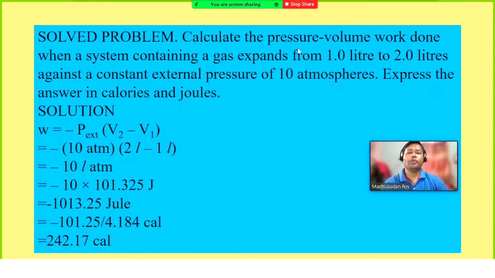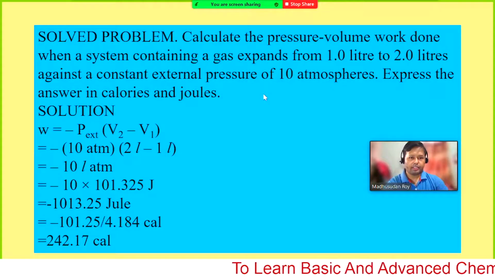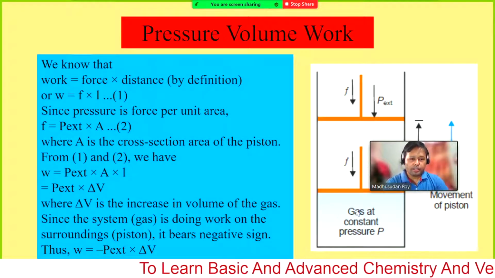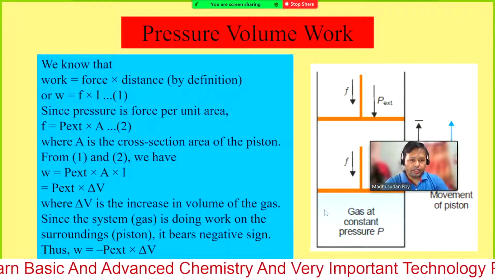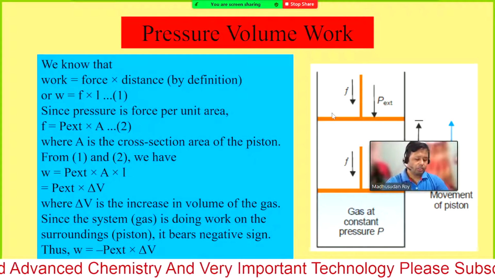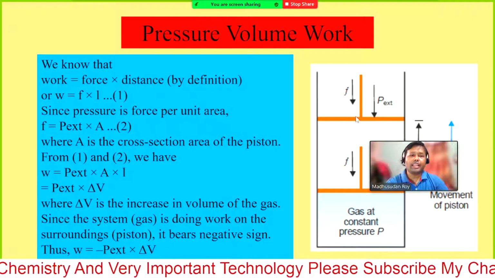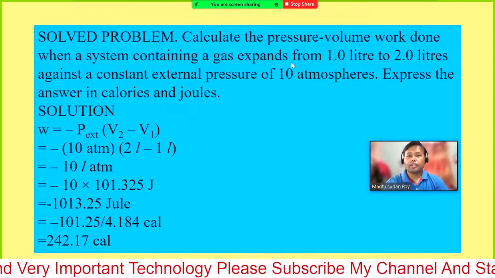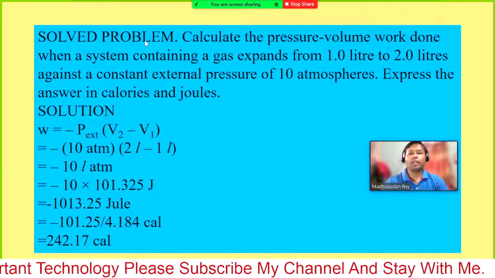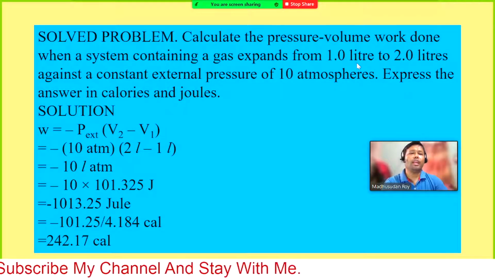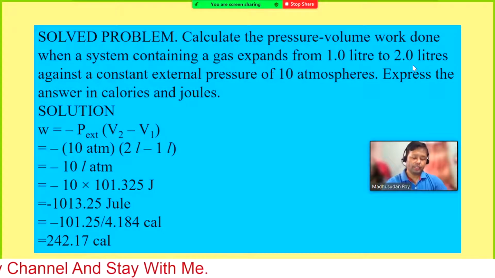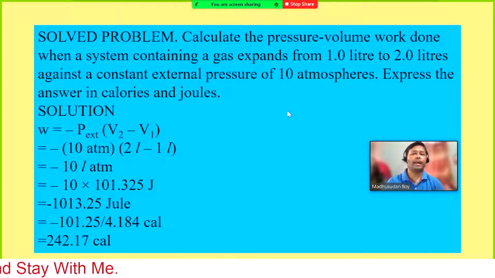Solve problem. Calculate the pressure volume work done when a system containing a gas expands. Here what we have shown is our initial condition for the mathematical problem. This is our initial condition and this is our final condition. That means calculate the pressure volume work done when a system containing a gas expands from 1 liter to 2 liters. That means the volume expands.